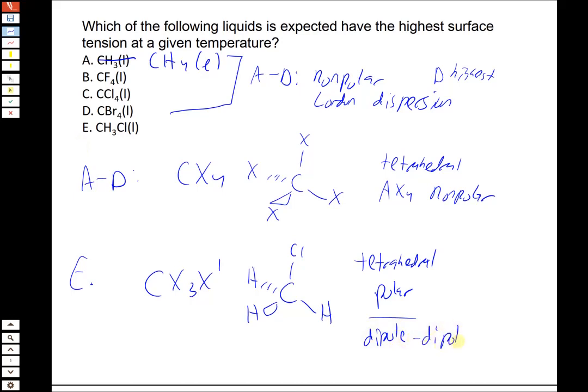Alright, and so because choice E is polar, it has dipole-dipole forces. And dipole-dipole forces are stronger than London dispersion forces. And so we would expect then that it would have the highest surface tension because it has the strongest intermolecular forces. So that's going to be choice E then that we would pick because, again, of its polarity. In this case, it's the only one of these choices that's polar. So many of you, I think, fail to recognize that choice E is polar, but if you have two different outer atoms in a tetrahedron, then it will be polar.